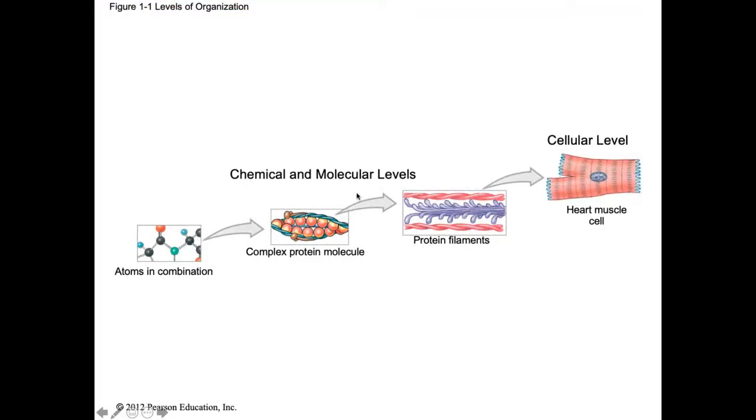Here's just a little visual that lets us know at the chemical or molecular level, these things come together, whether it be atoms and protein filaments and carbons and oxygen and carbohydrates and proteins and fats. All those things come together to make a cell. And in this particular instance, we're looking at a heart muscle cell. This is a heart cell.